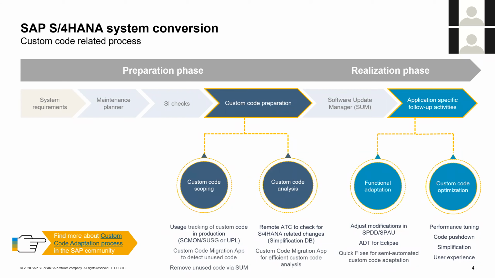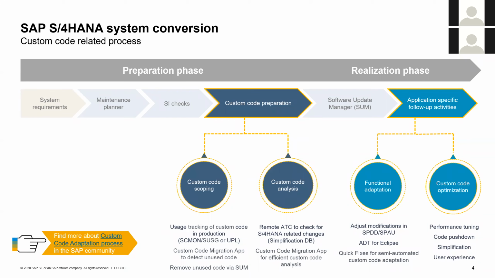After the scoping, the analysis takes place, and the analysis of custom code is based on the remote ABAP test cockpit. ABAP test cockpit is our central tool for all static checks on the custom code. And ABAP test cockpit is also the basis for the custom code migration app. Custom code migration app works on top of the ABAP test cockpit and uses S/4HANA related check reference to check your custom code for S/4HANA readiness.